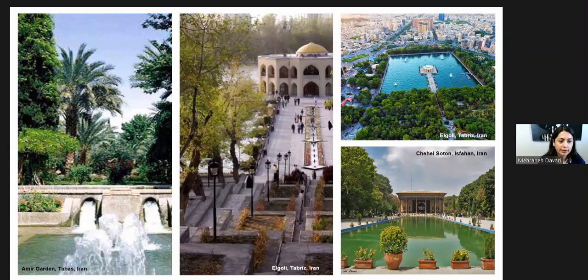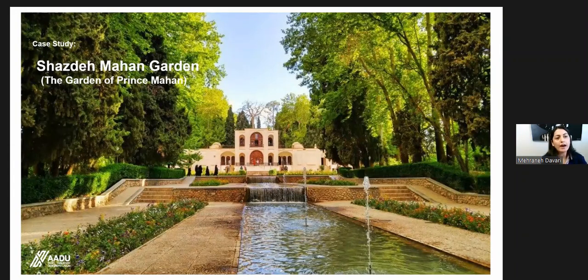Next slide, please. So as a case study, I will talk about the Shazdeh Mahan garden, or the garden of Prince Mahan, that is an existing World Cultural Heritage. It's an excellent example of Persian garden design. Shazdeh Mahan was constructed in the 19th century in a very traditional manner, and it has a terraced pool.